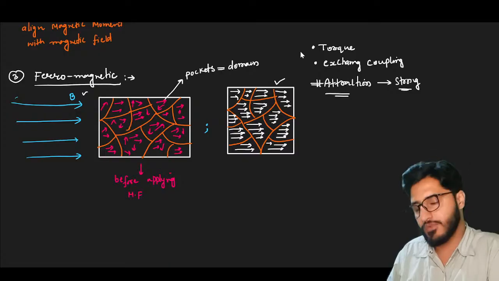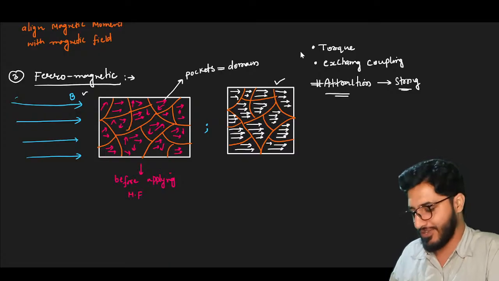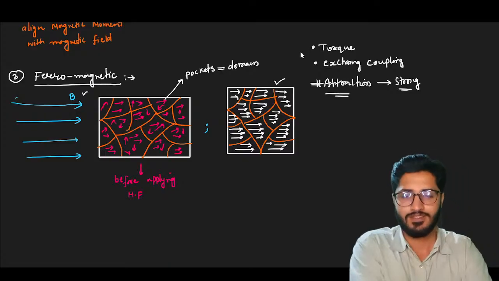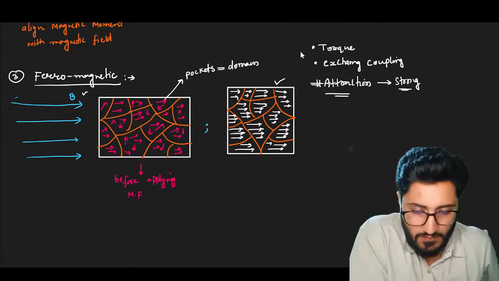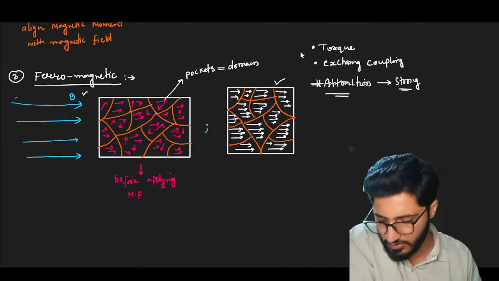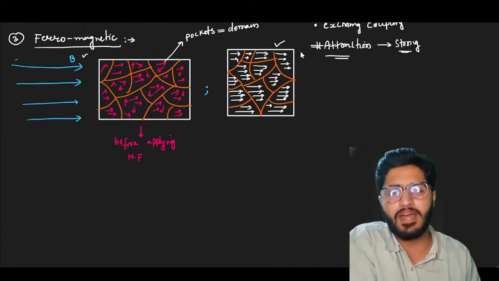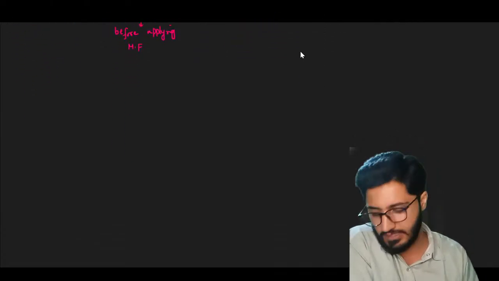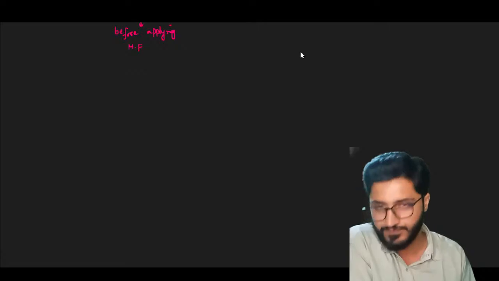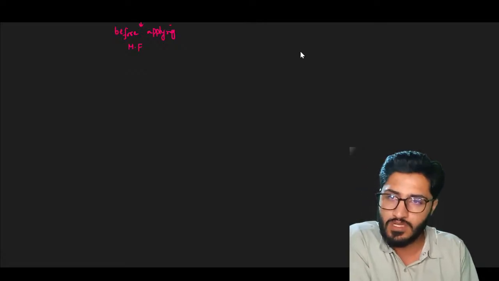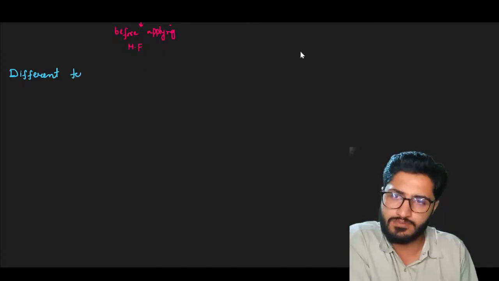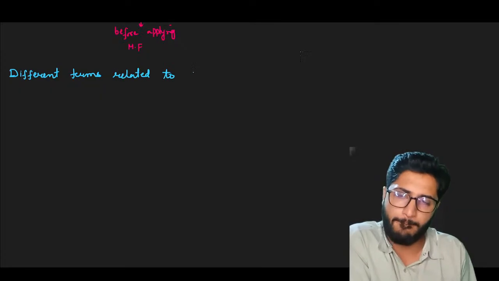Yes, today I am going to complete everything, Curie law also. Now I guess these things are done, so we will start the different parameters that we will use in this chapter. Look now, I will write here: different terms related to magnetism.